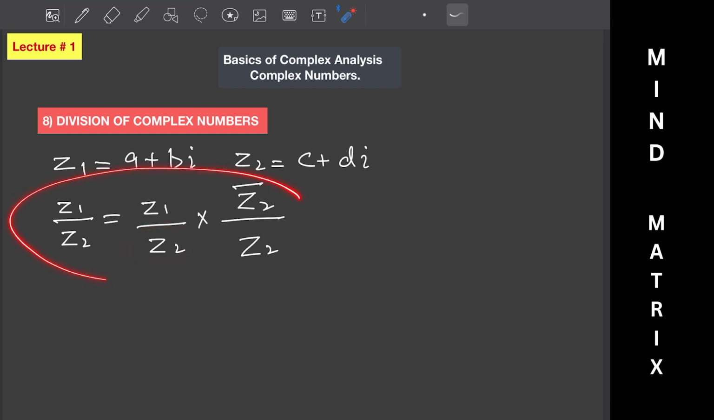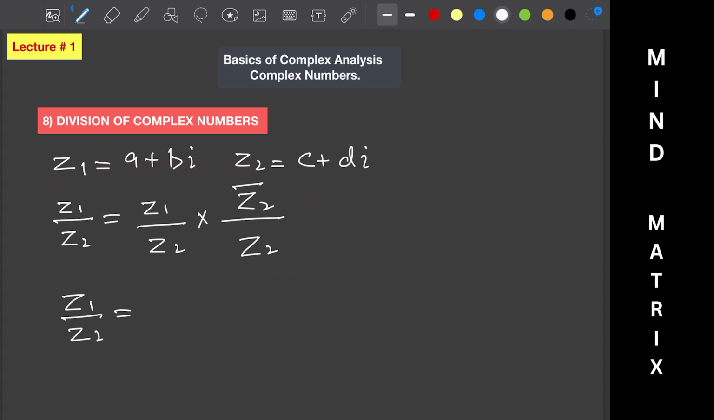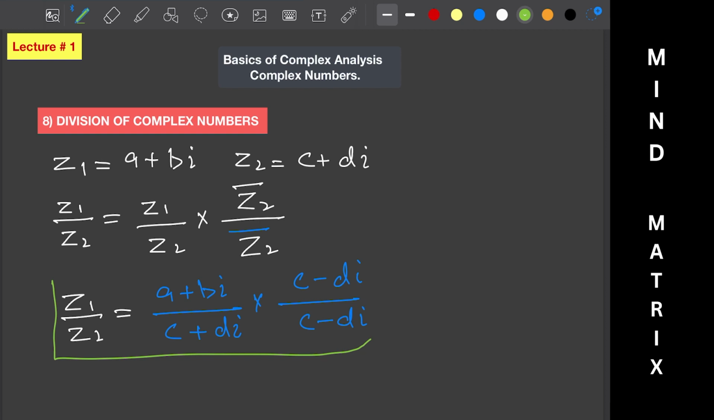So here's the trick. Now z1 over z2, let's put in the values, equals a plus b iota over c plus d iota. Multiply by the conjugate of z2, c minus d iota, divided by the conjugate of z2, which is c minus d iota. In this way, we find the division of complex numbers. Now let's solve an example.